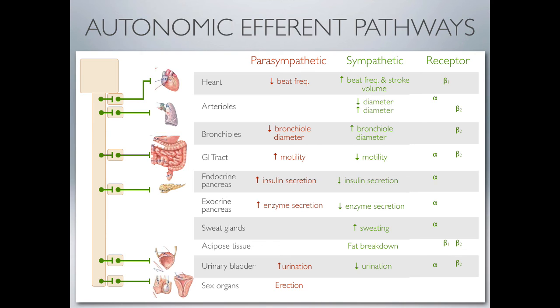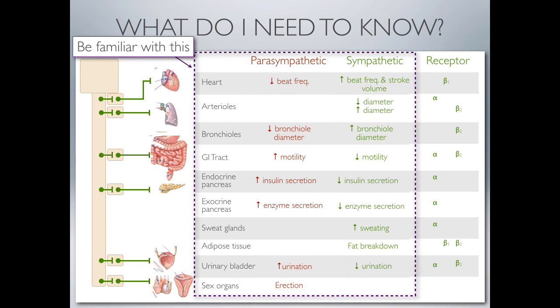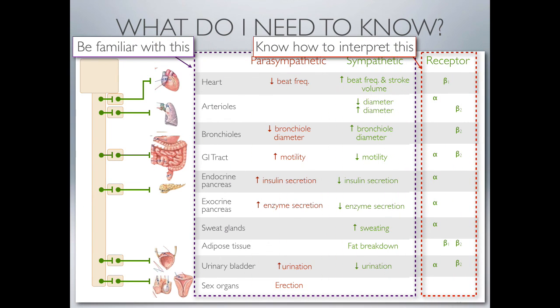Again, you don't need to memorize this. And so what you might at this point be asking, what do I need to know? And I would say just be familiar with these functions. You want to know what are the functions that you ought to be recruiting when you're being chased by a bear, the sympathetic pathways, versus the ones that are important when you're relaxed and you can focus on routine maintenance. And you should also be able to interpret the meaning of these receptors, that is, how they differ in their response to norepinephrine or epinephrine.